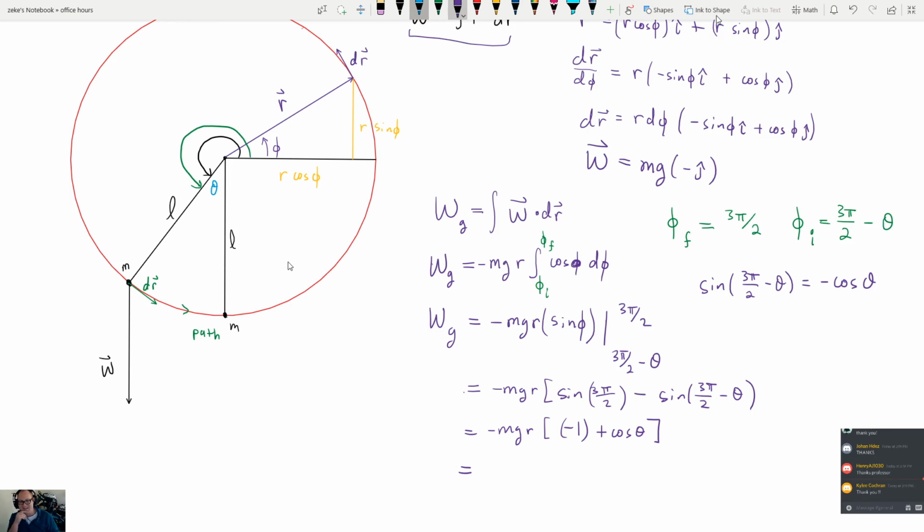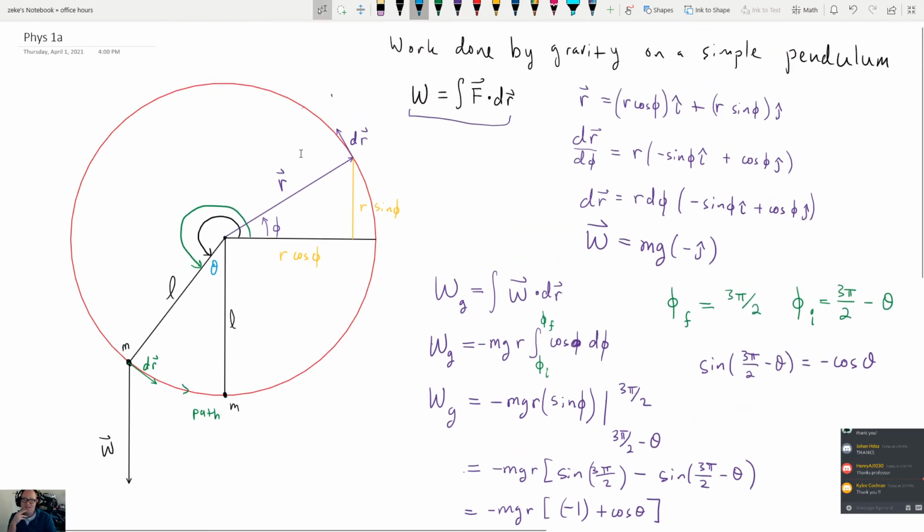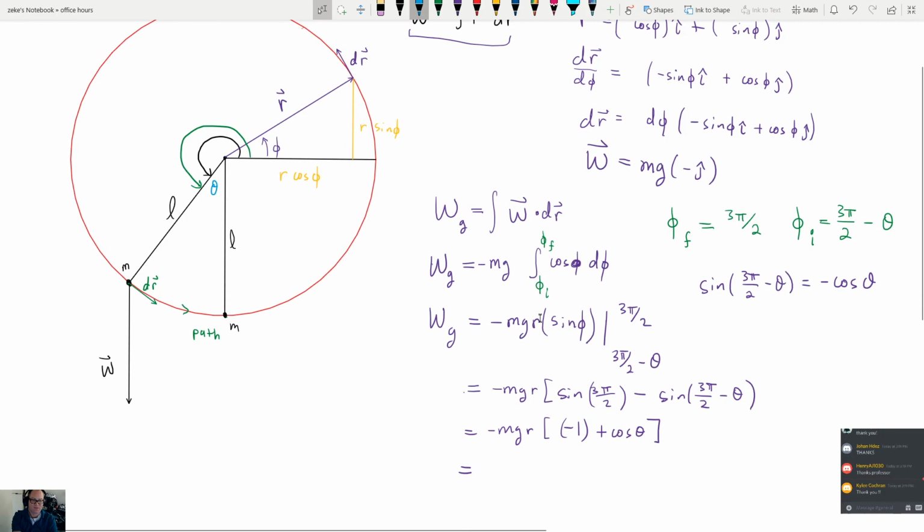Oh, you know what I did? I just realized something. The length of R is actually L. So here, when I did this, everywhere that there's an R, this should be L. I kind of want to just go back and fix all these things. So this should be L, L, L, L. Anywhere there's an R, it should be an L.